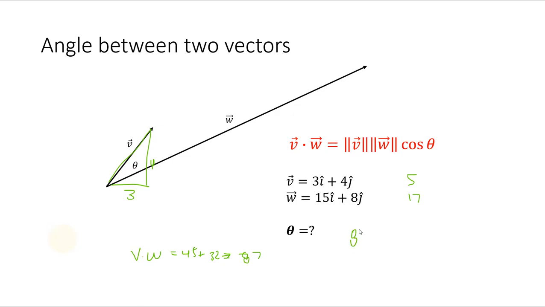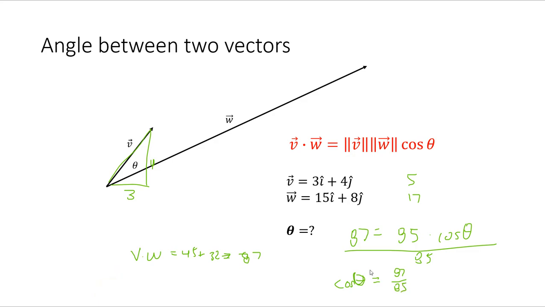So here we go. We have 87 is equal to 5 times 17, which is 85, times the cosine of angle theta in this case. Now all we would have to do is divide both sides by 85, and we'd have the cosine of theta is equal to 87 divided by 85.